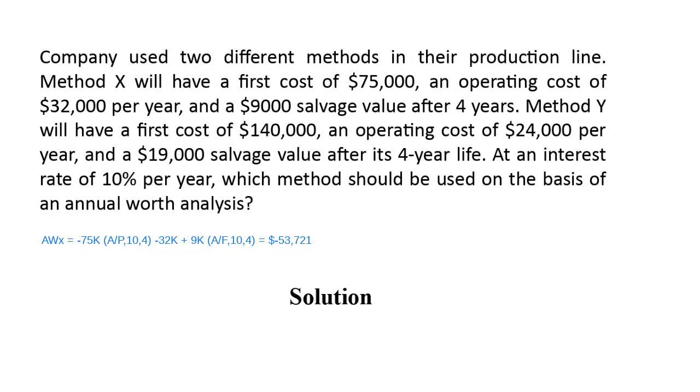Yes, it will be negative. It is minus 140,000 multiplied by 0.315, minus 24,000, plus 19,000 multiplied with 0.215, it will equal minus 64,072.